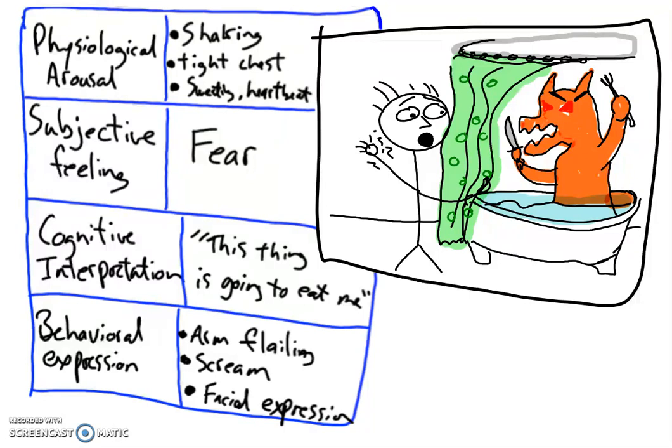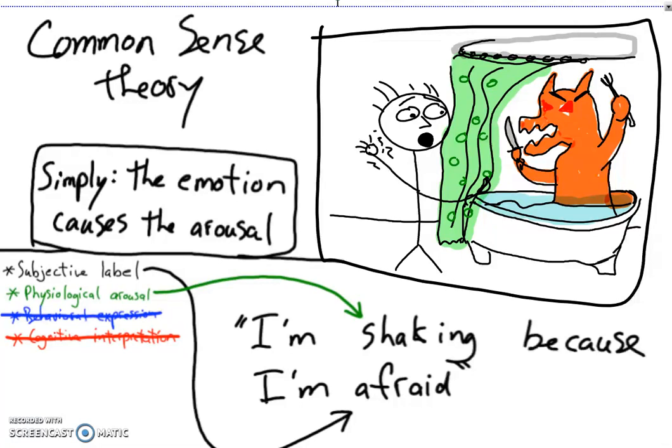So, starting out, let's look at common sense theory. Common sense theory is just, if you asked a person on the street how emotion works, this is probably what they would say. They would say something like, well, he's shaking because he's afraid. You ask, well, why is he shaking? He's shaking because he's afraid. The emotion causes the arousal, if you put it simply. It really only takes into account the subjective label and the physiological arousal. It doesn't care about cognition and the behavioral expression.